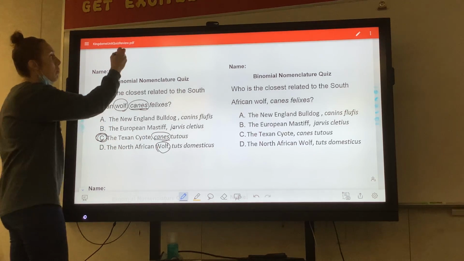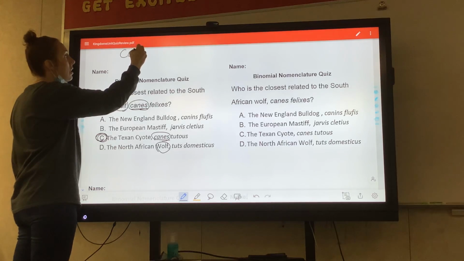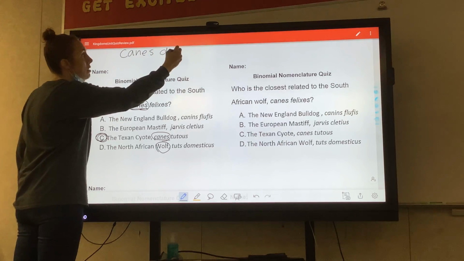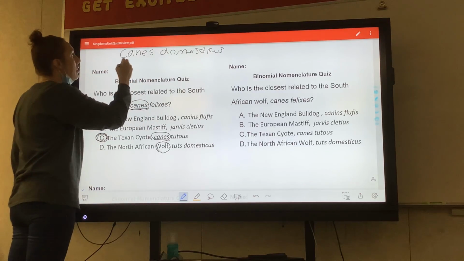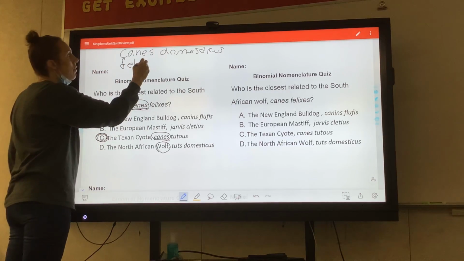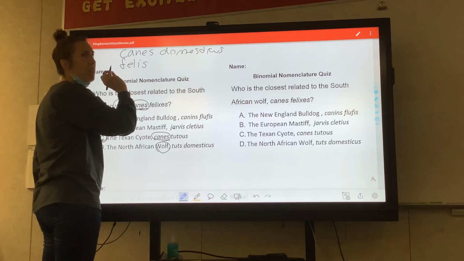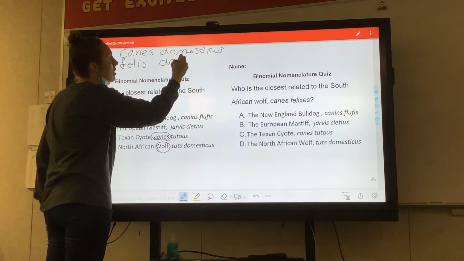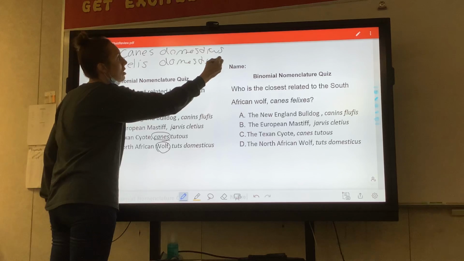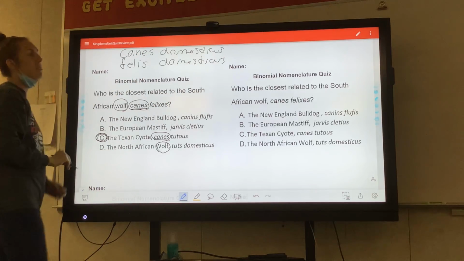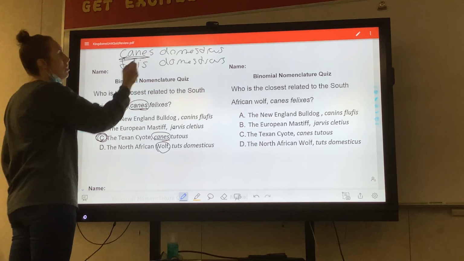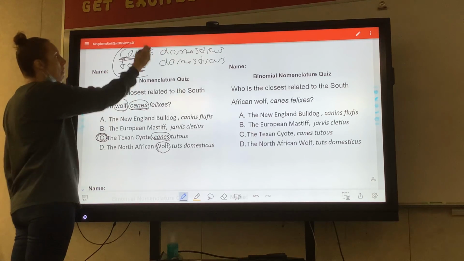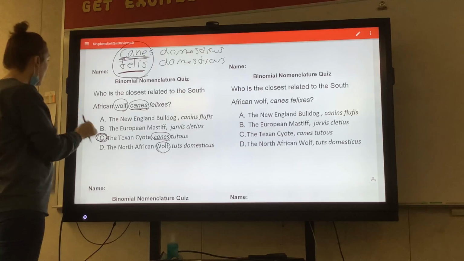For example, if we had Canis domesticus and Felis, cat, feline domesticus. Okay, their species is both domesticus, but that's just a characteristic. They're not even related in their genuses. Okay, so we relate things by their genus. Okay, next thing.